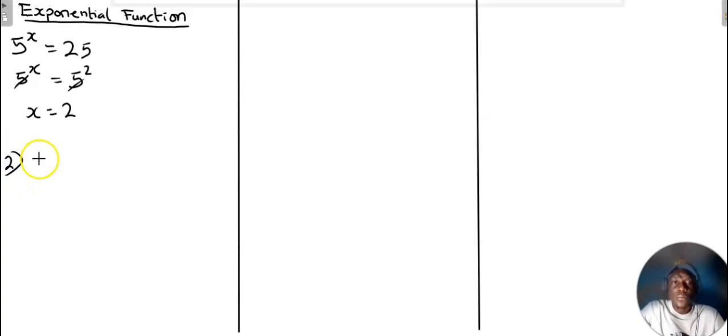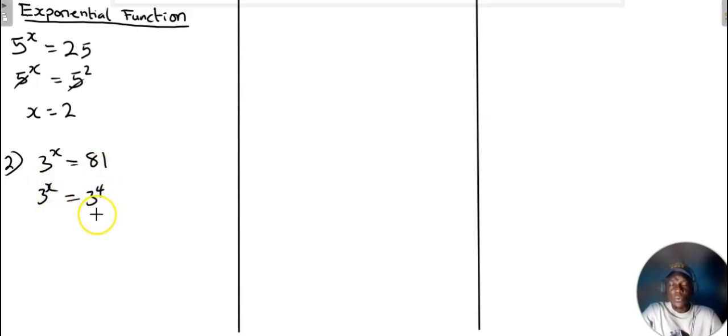Question number 2. You have 3 raised to the power x is equal to 81. Apply the same method. You can pause this video and try it out. You write 3 raised to the power x is equal to 81, which is the same as 3 raised to the power 4. 3 times 3 is 9, 9 times 3 is 27, 27 times 3 is 81. So 3 raised to the power 4 is 81. Then you just cancel out the bases. When you cancel out the bases, your x is equal to 4.